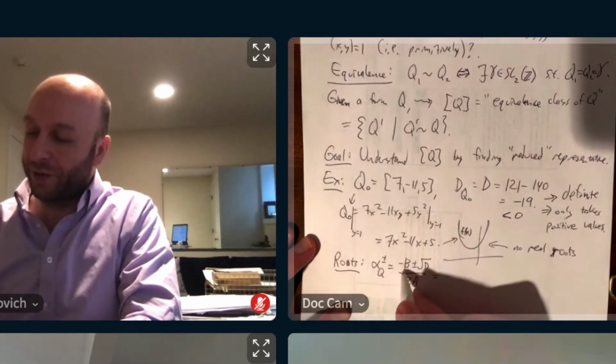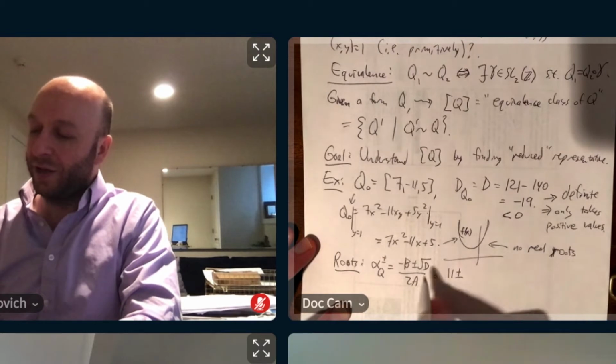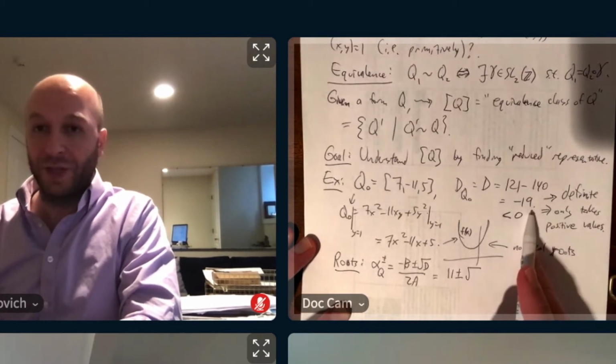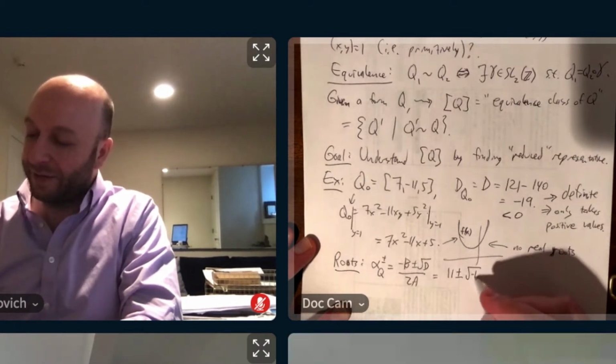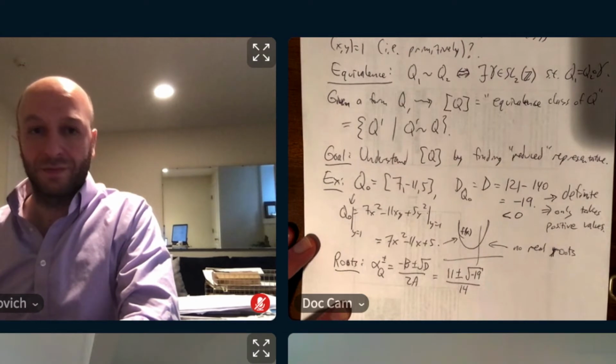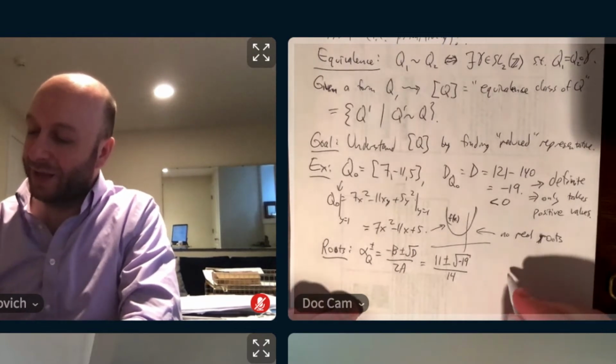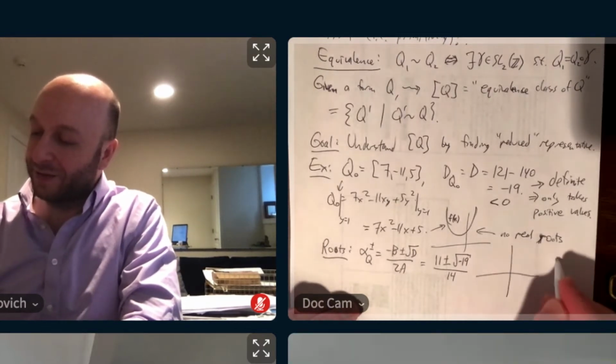In our particular quadratic form, negative 11 is positive 11, give or take. The square root of the discriminant is negative 19. Negative 19, all over 2 times a, which is 14. Okay? So where is this number in the complex plane?